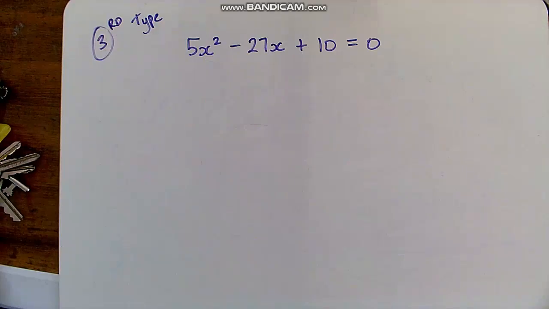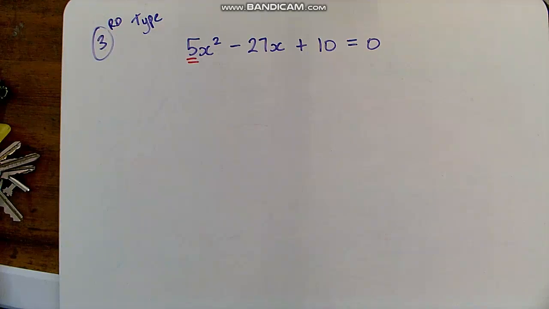Now here we have a different type. In this case, we notice that there's a number in front of x squared. And so this type takes a little more work to factorize than the previous type, where there was no number in front of x squared. But it's simple. All you have to do is convert it to a type where there's no number in front of x squared. How do we do this?